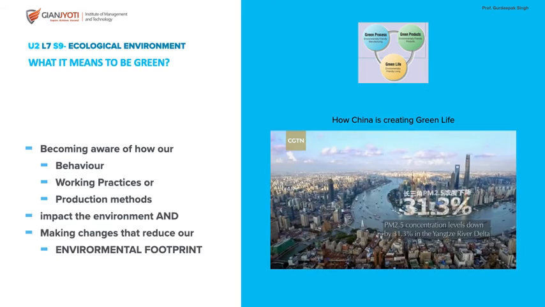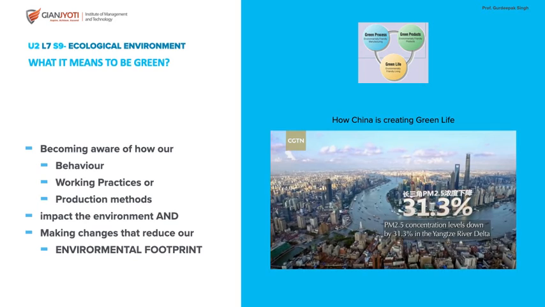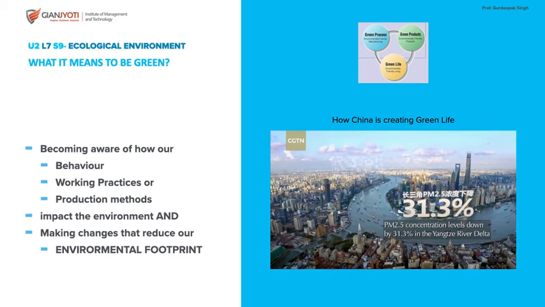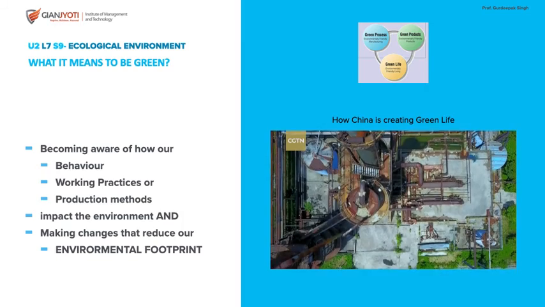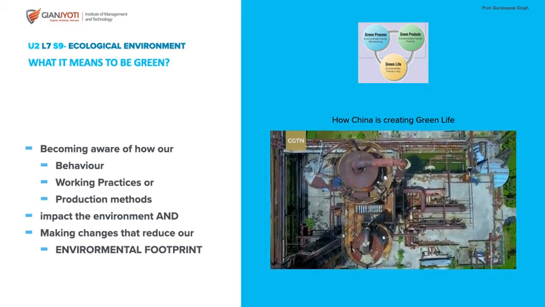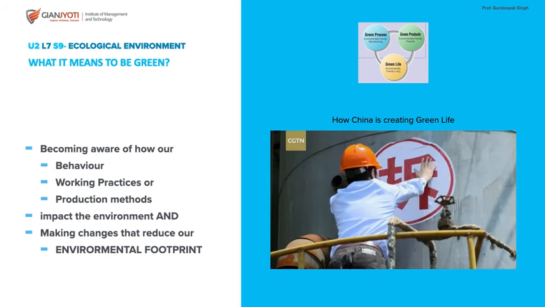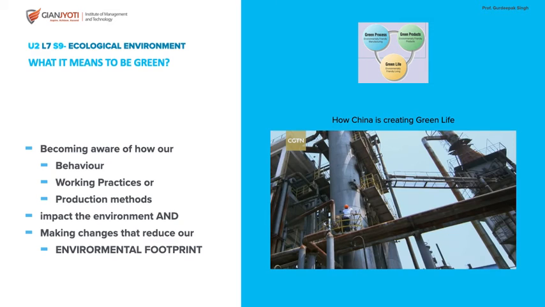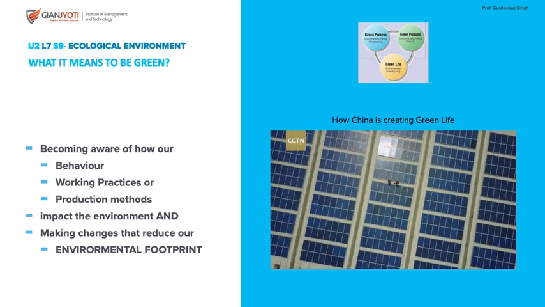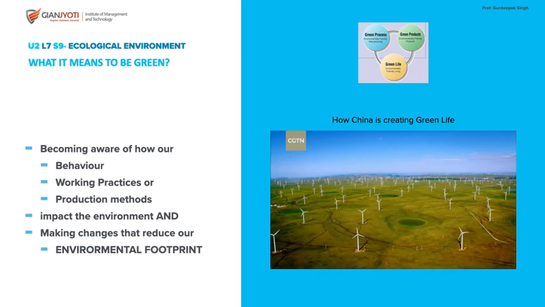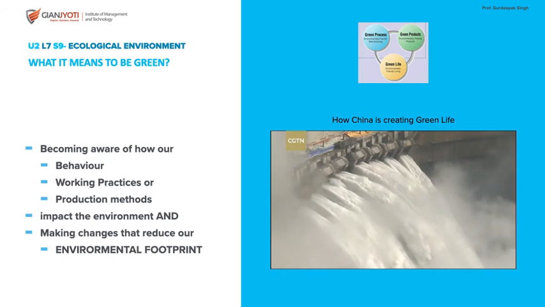In both the Yangtze and Pearl River deltas, levels of harmful PM2.5 particles have been reduced by over 30%. In the fight against pollution, in 2016 alone, China reduced steel production capacity by 65 million tons and coal output capacity by 290 million tons. China is now the world leader in energy conservation and new energy usage.